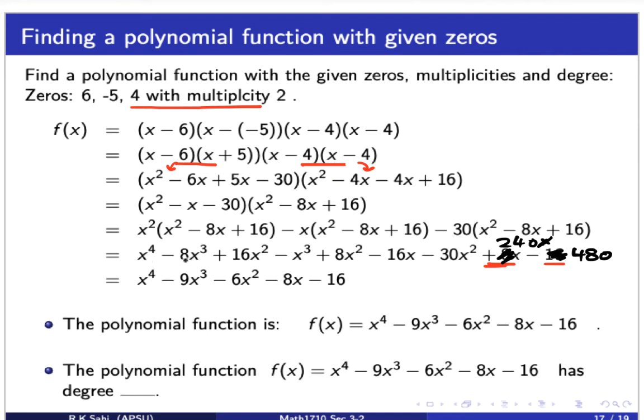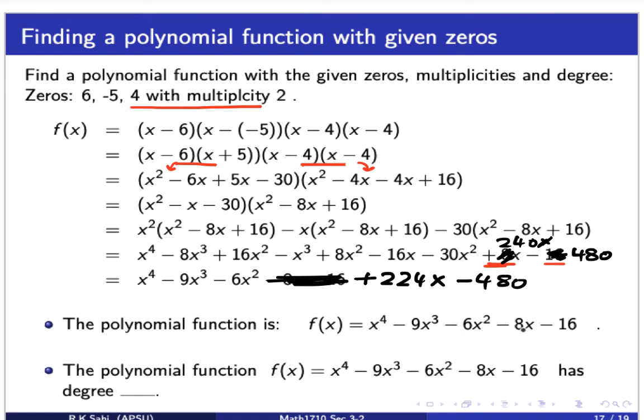Okay, now let's add up the like terms. So x to the fourth, 8x cubed and another x cubed, minus 9x cubed. 16x squared and an 8x squared, that means 24x squared, minus 30x squared. That is going to give us 24 minus 30, minus 6. And then we look for x. So now 240 minus 16. What are we going to get with 240 minus 16? 224. So these two terms will be changed now. It will be plus 224x minus 480.